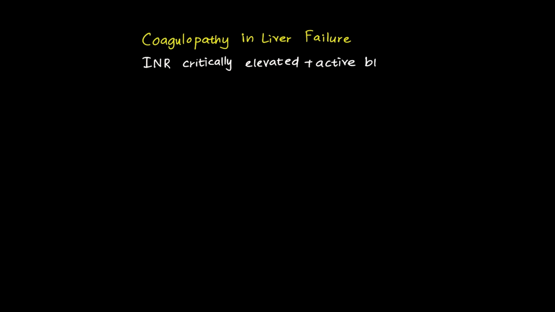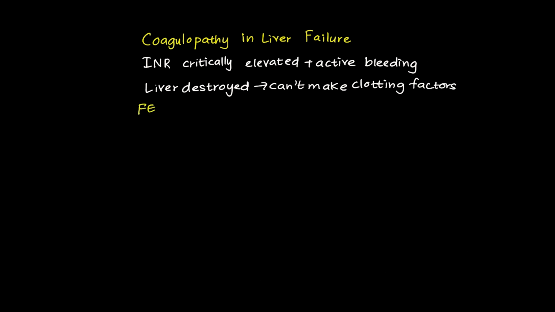The liver is so damaged it cannot produce clotting factors. The question asks what provides the fastest correction. Fresh frozen plasma is the answer. FFP contains every clotting factor the blood needs, and it works within minutes of infusion. Because you're giving pre-made factors directly, no synthesis required.